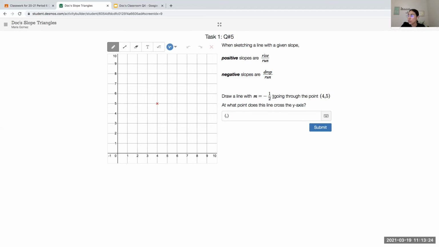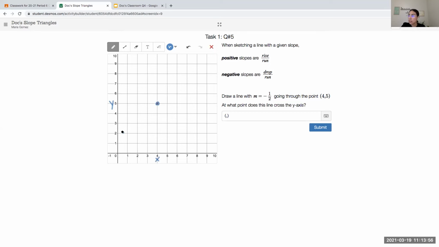But we want to use this slope to go through the point 4, 5. So let's go on this coordinate plane and let's find our point 4, 5 that they're giving us here. Remember, X coordinate first, then your Y coordinate. The point 4, 5 is this one here. So put your point 4, 5. And then what we're going to do is use your slope to put some more points.